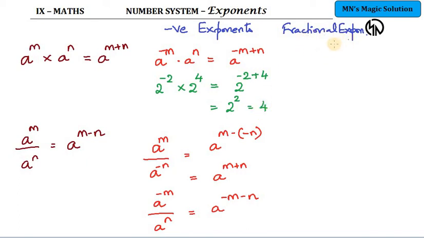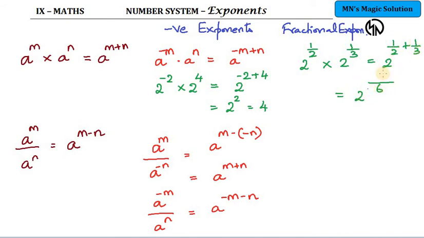And about this fractional exponent, if in case I have 2 power 1 by 2 into 2 power 1 by 3, the bases are the same, but the exponents are different. So how can you go about the multiplication? I put the same base, and the powers I have to add. So 1 by 2 plus 1 by 3. Normal fractional addition you will carry over. So 2 power, this is 1 by 2 plus 1 by 3.